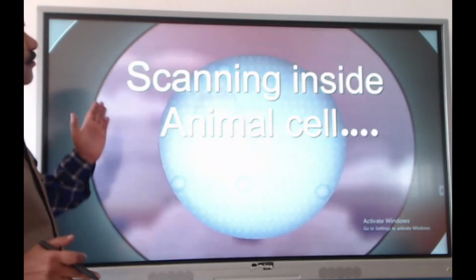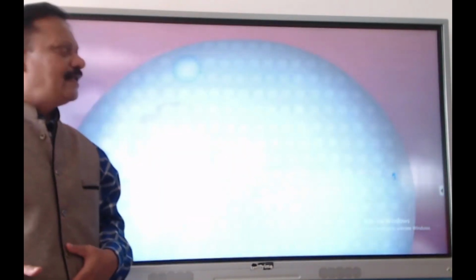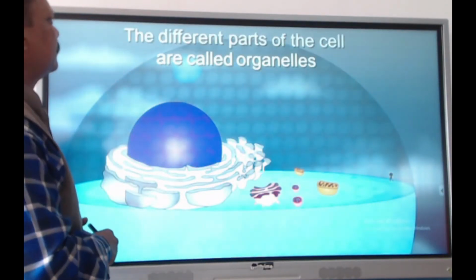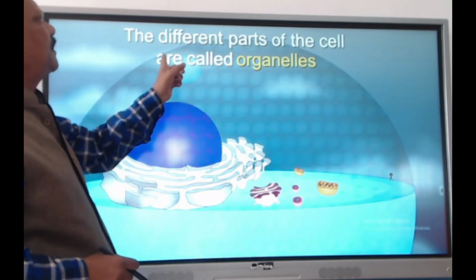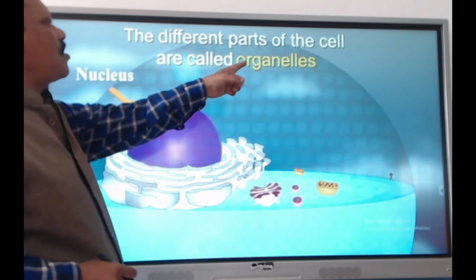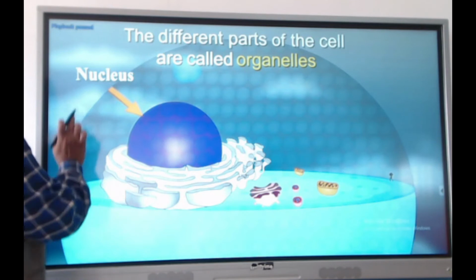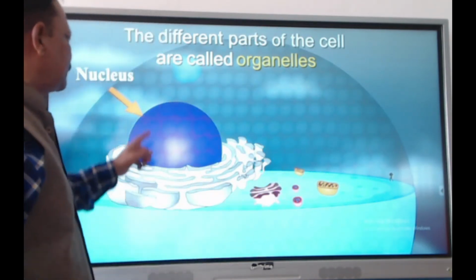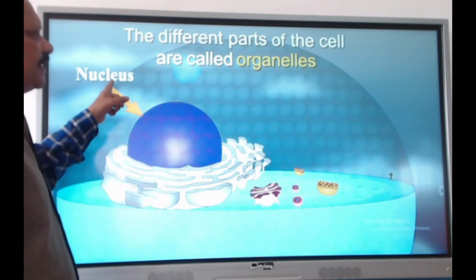Now see, we are scanning inside an animal cell. What all is present? The different parts of the cell are called organelles. So the different parts of the cell we are calling as organelles. The first organelle is the nucleus.